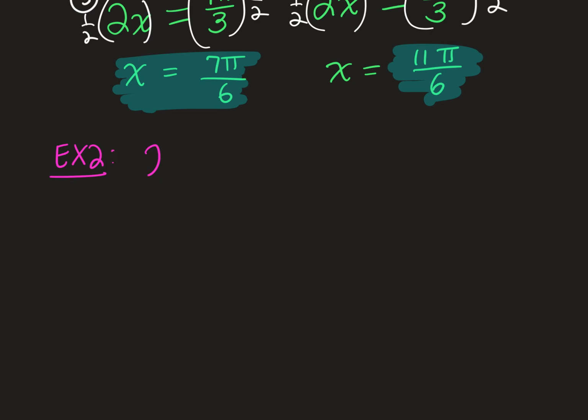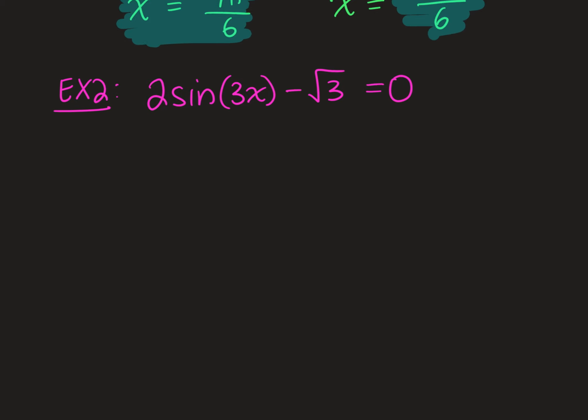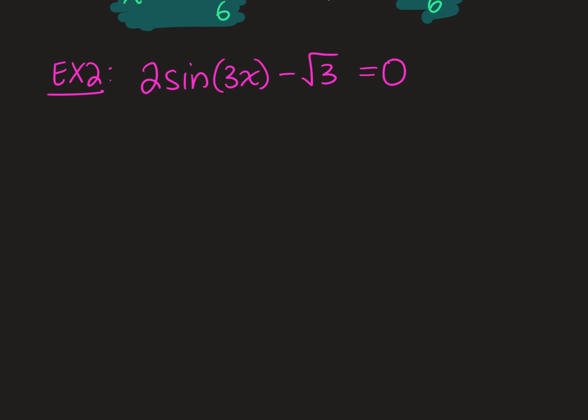So we are going to do one with 3 rotations. All right, so same thing I did before, I'm going to solve it as if it's just sine of x. Okay, so I use the same process that I've been using. I'm going to add radical 3 to both sides.